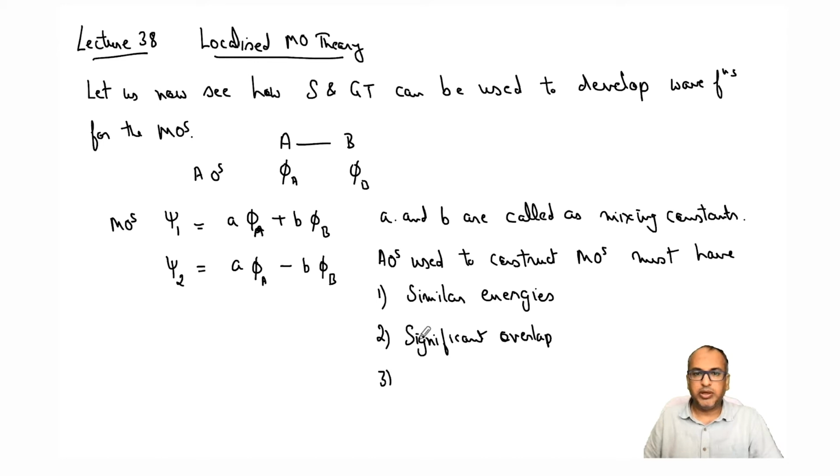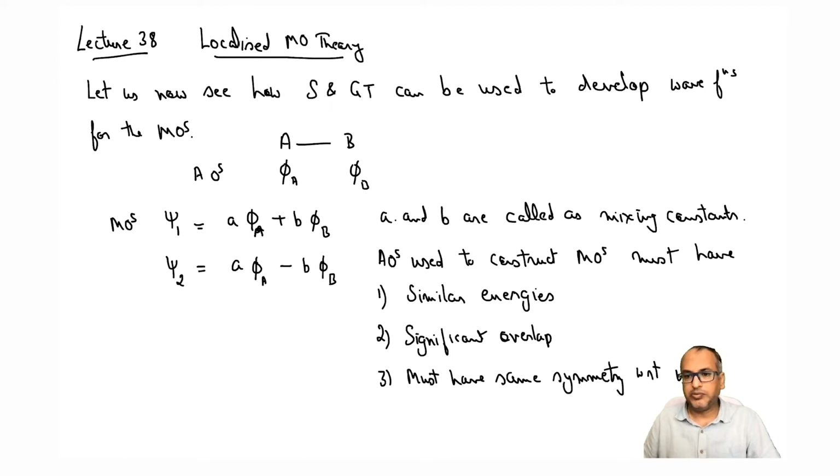Now, the third and most important point here is, I mean, all points are important, but most important in terms of symmetry and group theory rules, that they must have the same symmetry with respect to the internuclear axis. So this last requirement specifically points out that symmetry and group theory rules can be applied, right?